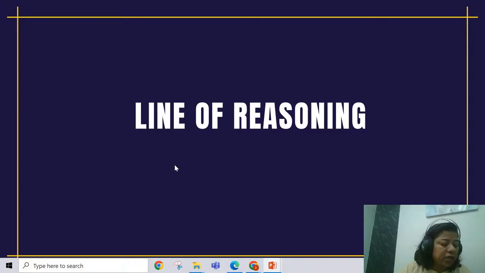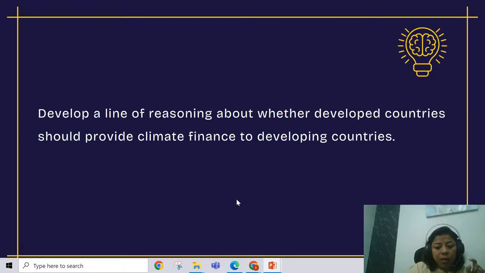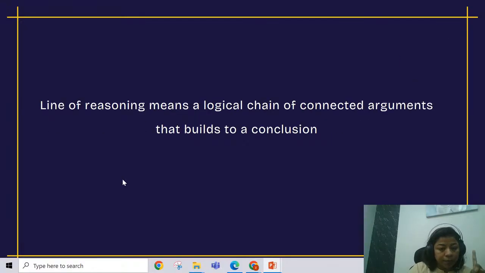Now, moving to the next point, that is line of reasoning. What do you mean by line of reasoning? Line of reasoning means a logical chain of connected arguments that builds to a conclusion. Note specifically over here, line of reasoning means a logical chain, so there is more than one reason connected to arguments. What is the meaning of argument? Argument is claim plus evidence.